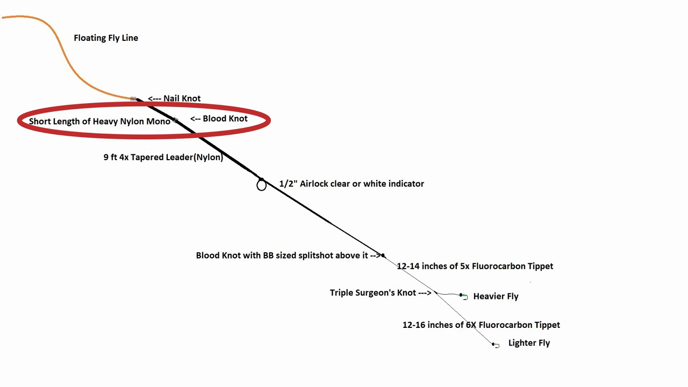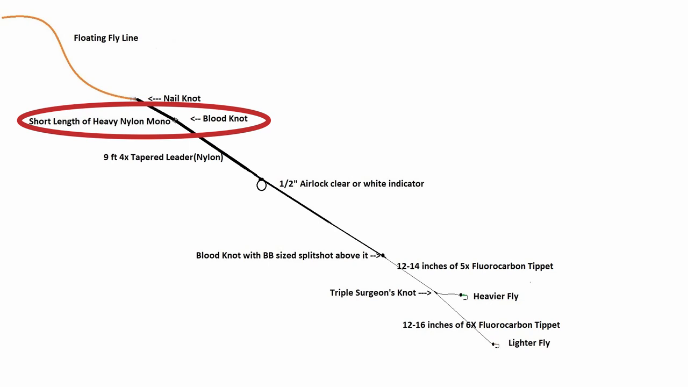To make it go through the guides a little bit better, I take a little bit of thin UV resin and make a tapered section on each end of the knot and then cure it up. And that'll create kind of like a little ramp that'll help the knot get through the guides. And that's something that works out for me pretty well.